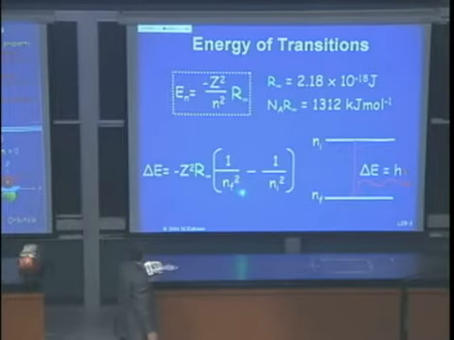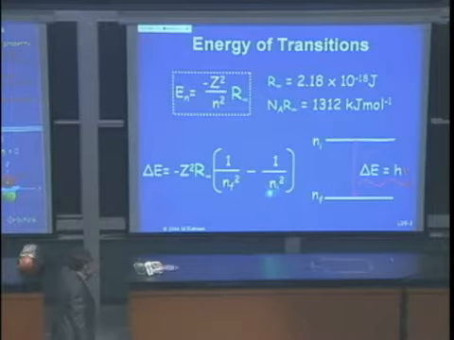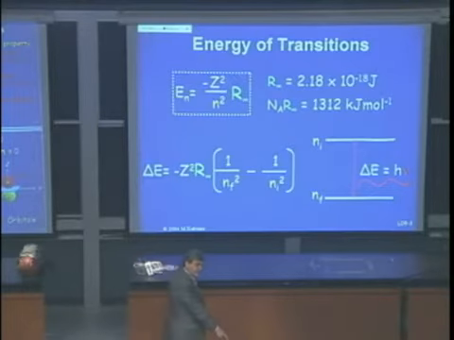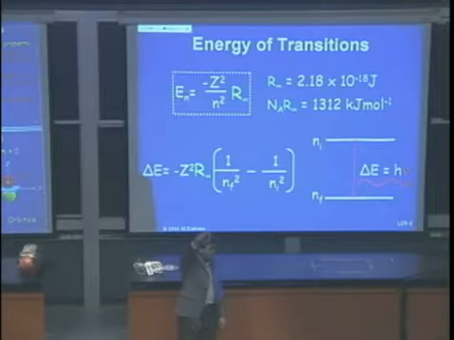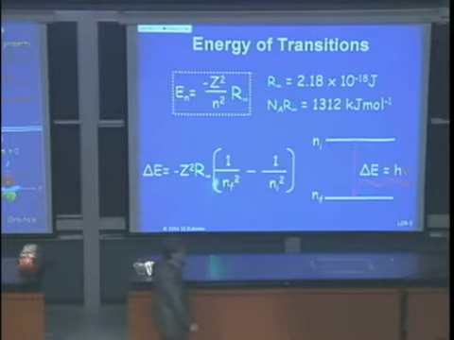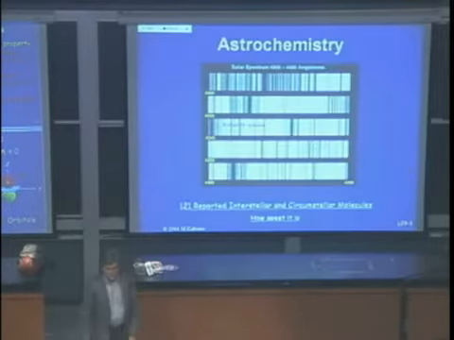So if the initial level, the higher level, is n equals 5, and the final level is n equals 3, it doesn't have to go necessarily into the ground state. It can go from 5 to 3, for example. Or it can also absorb from 5 to 3. That's possible. So this is how you calculate that. All right?